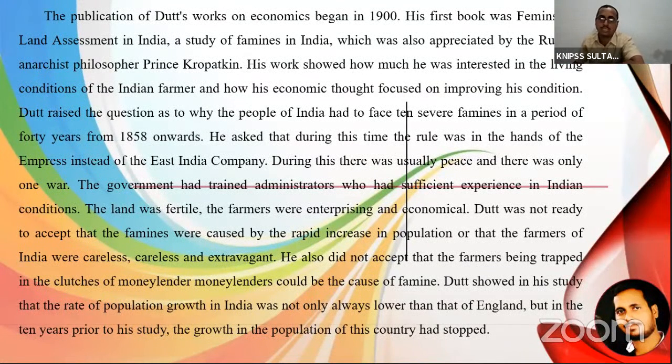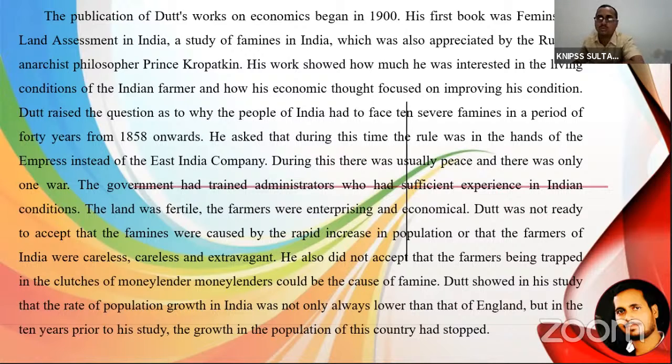Datta's work on the economic begins in 1900. His first book was Famine and Land Assessment in India. This was commenting on the economic administration of the British Empire, or we can say the British Raj. A study of famines in India, which was also appreciated by the Russian anarchist philosopher Prince Kropotkin.